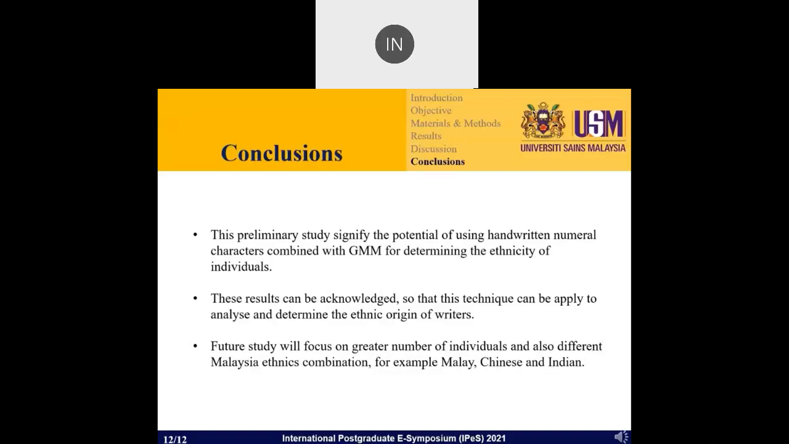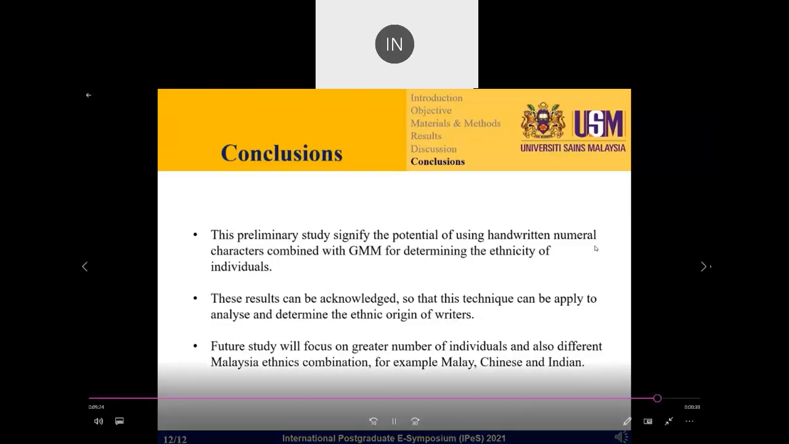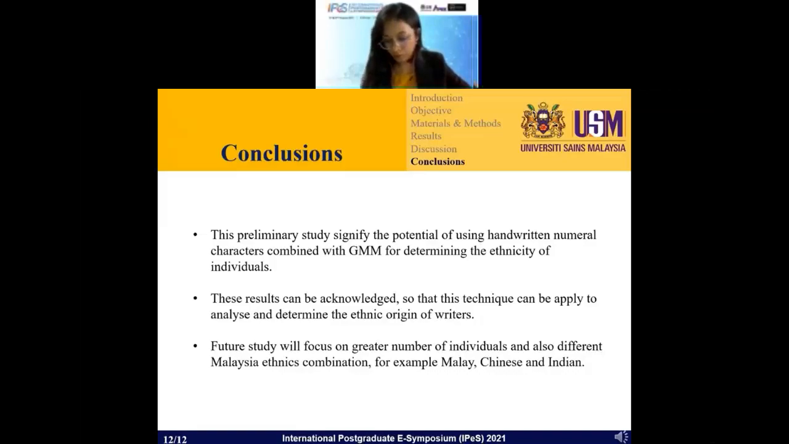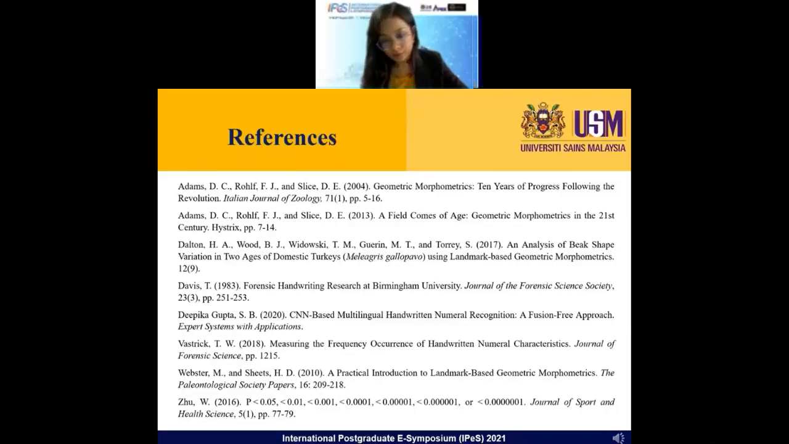So the conclusion is, this preliminary study can signify the potential of using handwritten numeral characters combined with geometric morphometrics in order to determine the ethnicity of individuals. Besides, this result can be acknowledged so that this technique can be applied by forensic document examiners to analyze and determine the ethnic origin of a writer when they do forensic investigation on document fraud. Probably in future, more studies will focus on a greater number of individuals. We can also do different Malaysian ethnic combinations, for example Malay, Chinese and Indian, as this study only focused on Malay and Chinese individuals. These are the references for this study.